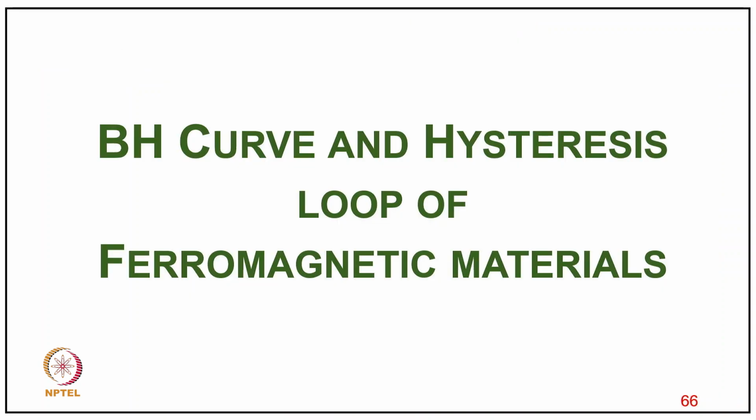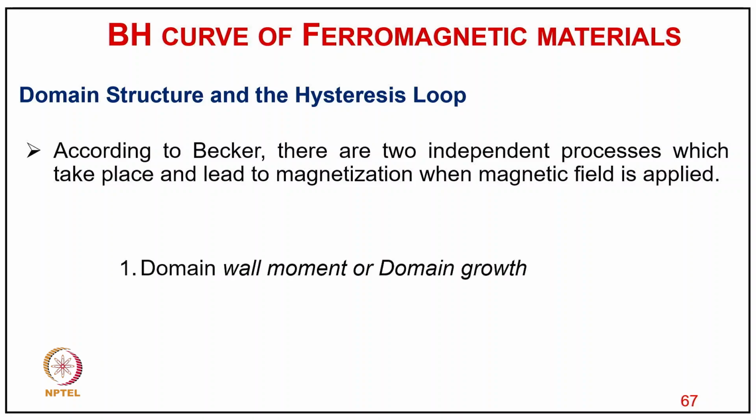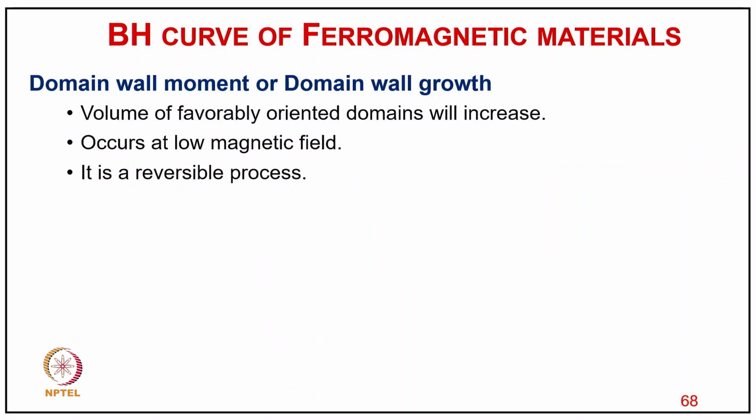Now coming to the BH curve and hysteresis loop of ferromagnetic material. We have a domain structure and the hysteresis loop. According to Becker's law, there are two independent processes which take place and lead to magnetization when a magnetic field is applied. The first is domain wall movement or domain growth, and the second is domain rotation. In domain wall growth, the volume of favorably oriented domains increases, and it occurs at low magnetic field, and it is a reversible process.